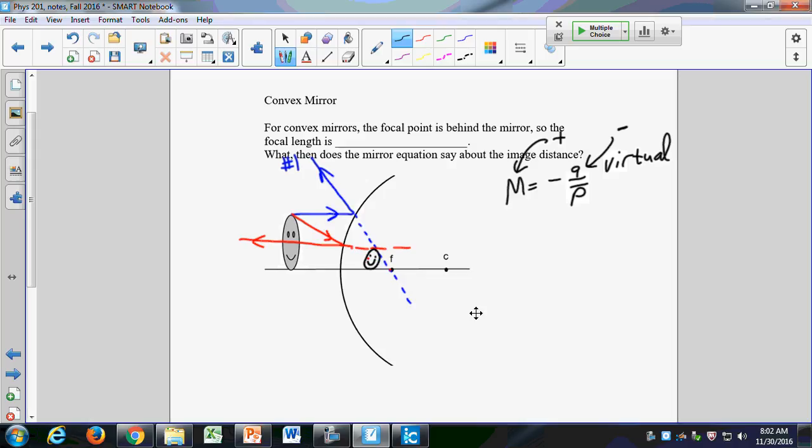It's upright. It's smaller, just as I know it should be. It'll always be upright. It will always be smaller. I can do my third rule. What was my third rule? Oh, through the center of curvature.